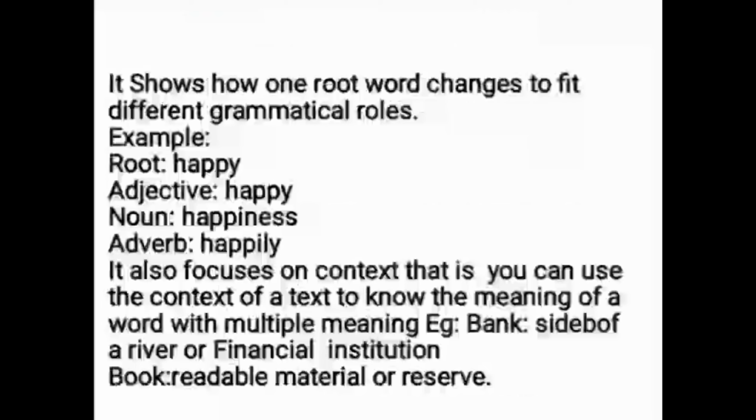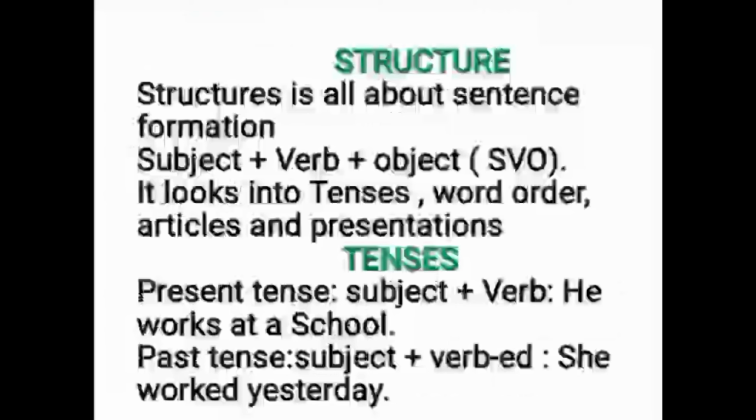For example, here we have bank. Bank can be the side of a river or a financial institution. Then we have book here. Book can be a readable material, or to reserve. Book a flight, reserve a flight. Book a table, reserve a table.